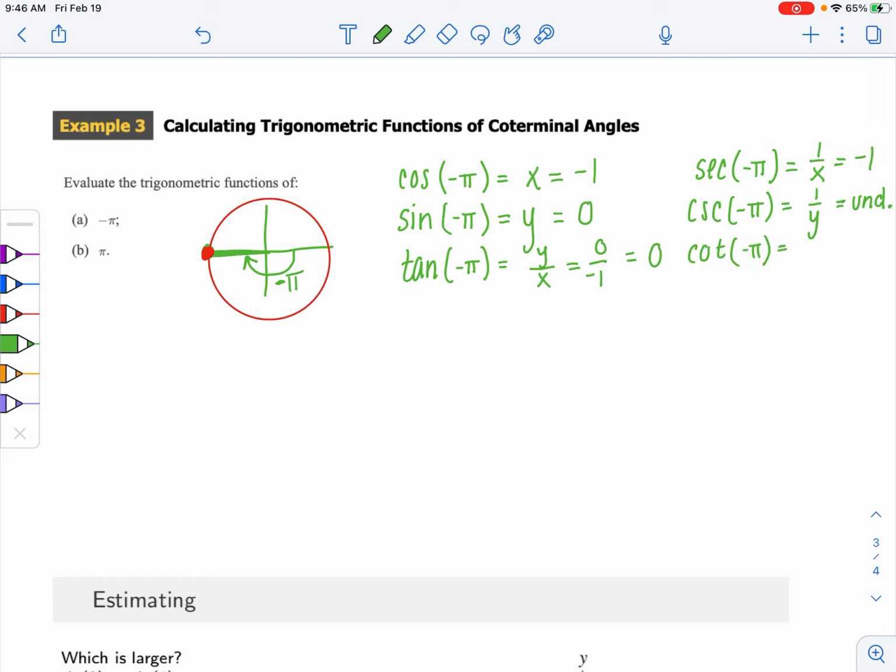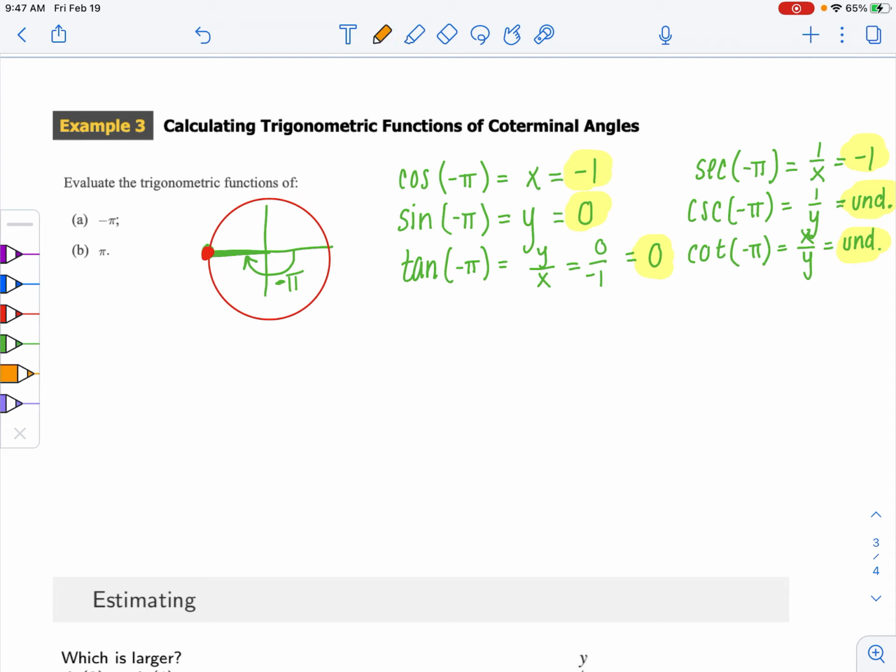Cotangent is x over y. X is negative 1, y is 0, denominator of 0. That's okay, just undefined. So you just found the 6 trig functions for negative pi.